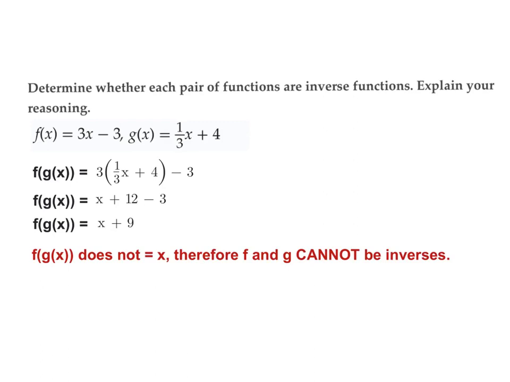Determine whether each pair of functions are inverses. They're not, because f of g of x does not equal x, which means g of f of x is not going to equal x either. If you really wanted to go through and find it, you could. You'll find out that that doesn't equal x either. But there's no way they can be inverses unless they both equal x. Okay? So that's the first example.